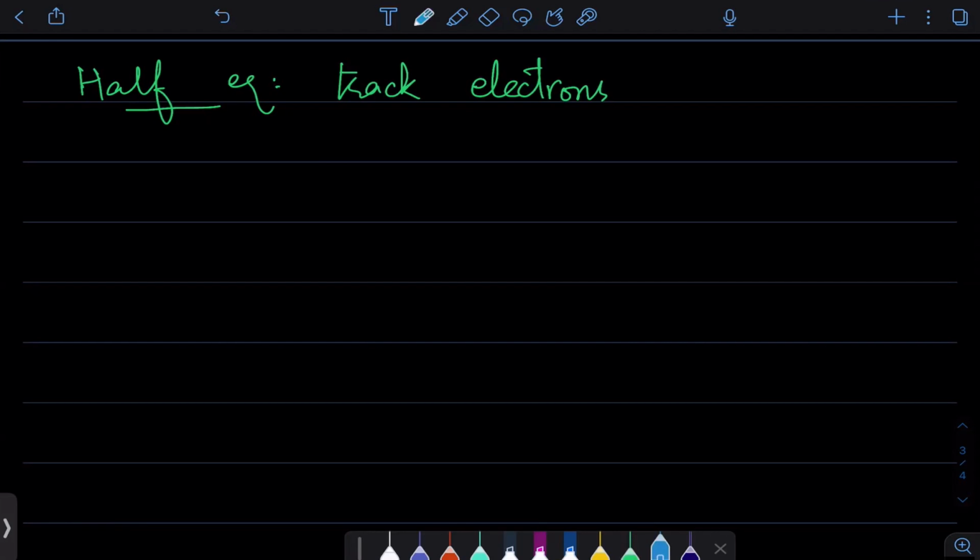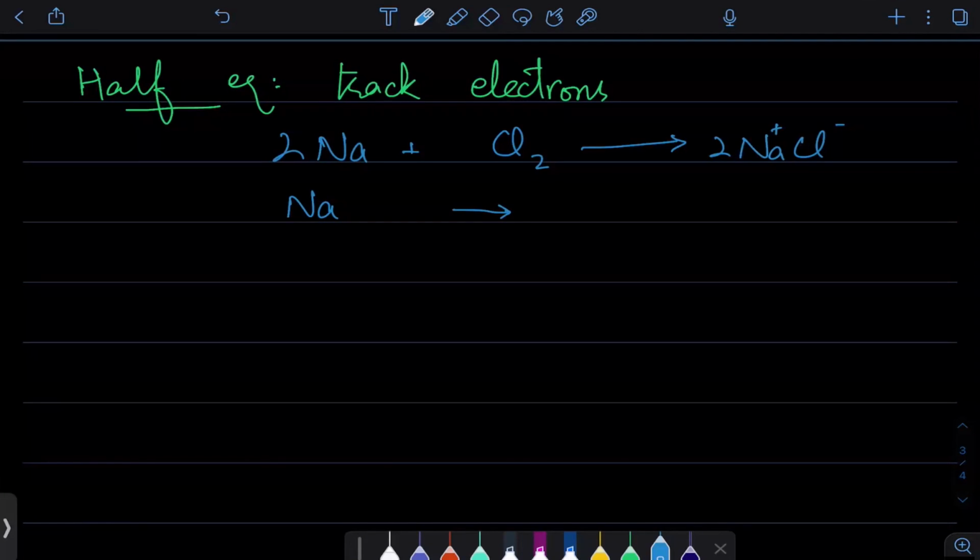So again, let's go back to the example that we had. Sodium plus chlorine makes sodium chloride. Now, to make a half equation, what you have to do is you only focus on the things based on one species. So I know that first, this is +1, this is -1. So I'll just focus on what happened to sodium. So sodium changed to sodium ion.